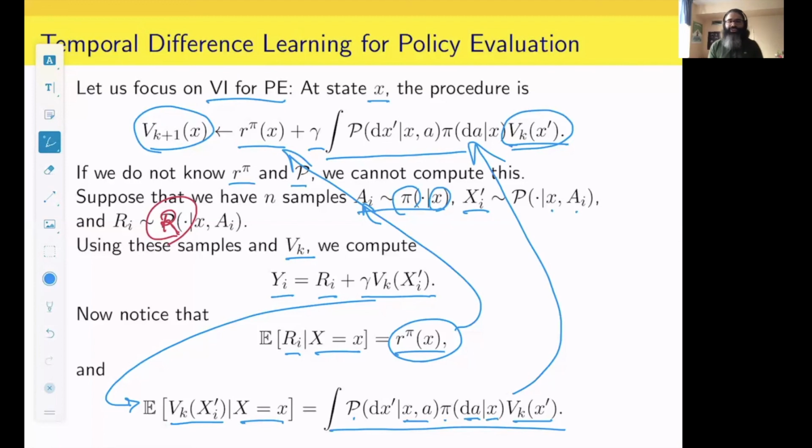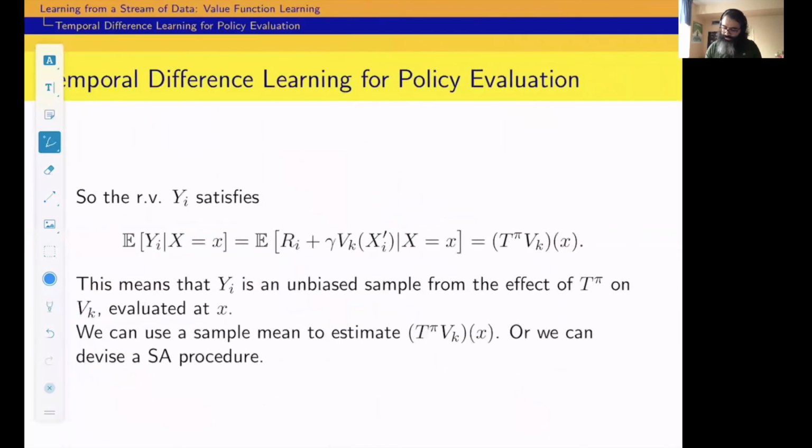Okay, so any idea, what does this mean? We have yi, and each of these components, the conditional expectation of them, would match these terms that we had in the true Bellman value iteration. Does it suggest any methods? Let's see if there is any answer. Okay, there is an answer.